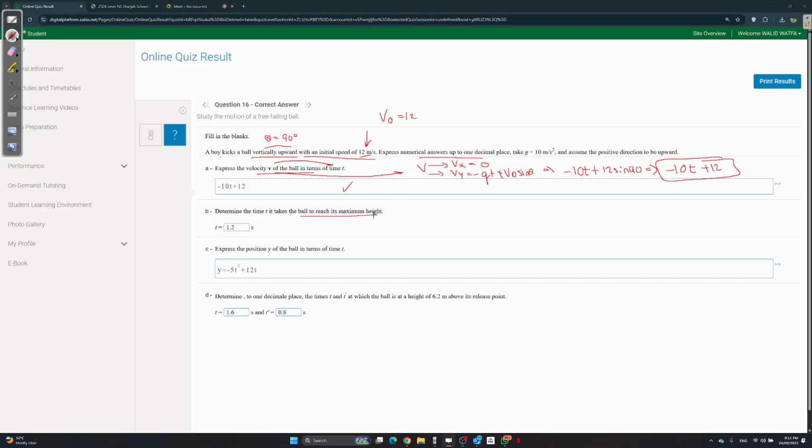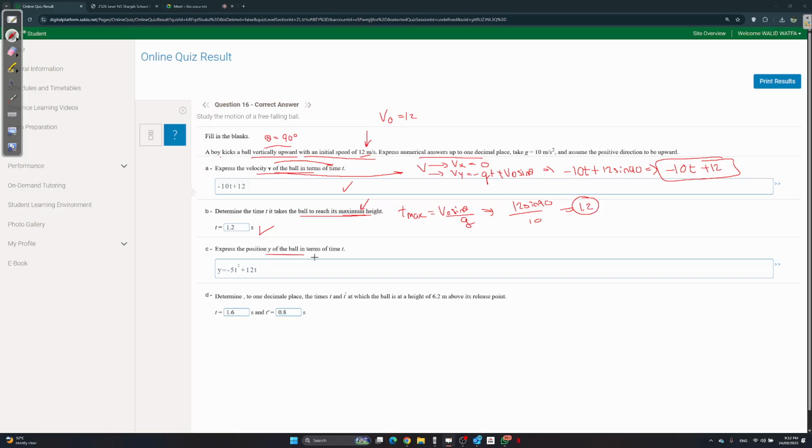Determine the time it takes for the ball to reach its maximum height. There's a formula for this: T max is equal to V node sine theta over g. So 12 sine 90 over 10, which is 1.2. Another way people do it is they equate this to 0, because at the maximum height, how much is Vy? Vy equals 0. So they equate this to 0, which is also correct.